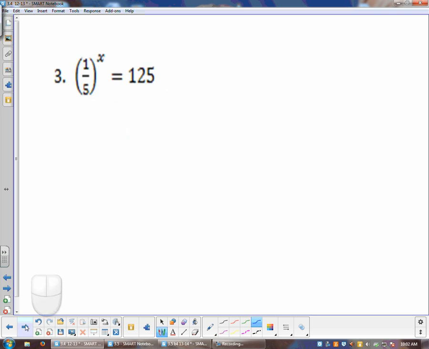All right, let's take a look at number 3. Number 3, 1/5 to the x power equals 125. This time we really could use the one-to-one property, so we could get both sides to have what base? Bailey? 5, sure. So 1/5 could be written as 5 raised to what power?